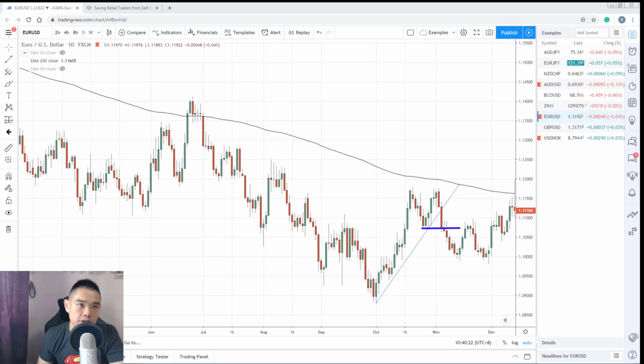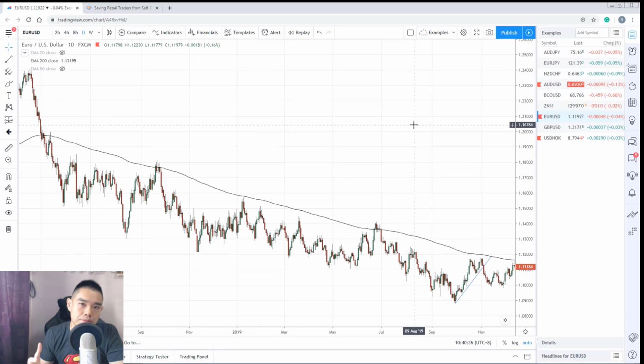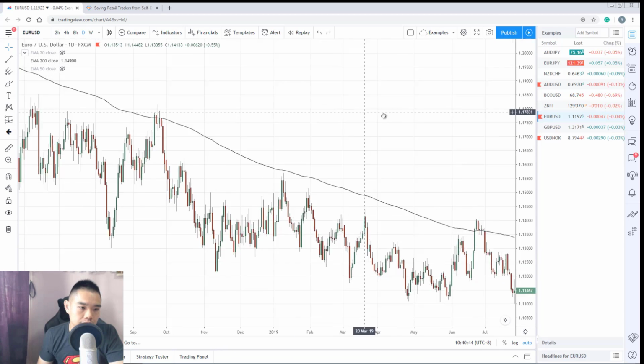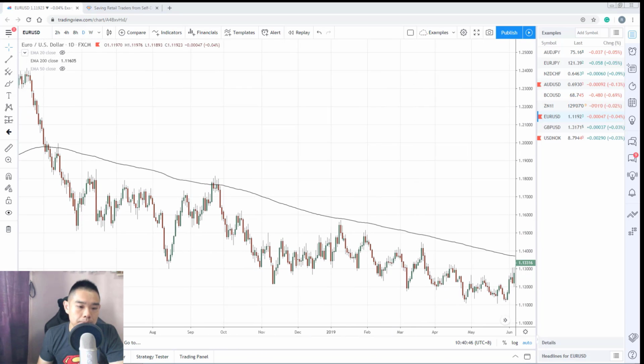A quick tip over here for you. When you trade this trend line break, you want to let the price come close to the moving average before you take the trade. What do I mean by this? For example, if you look at this, at this point you know that the market tested once, tested twice, and it actually came back over here.